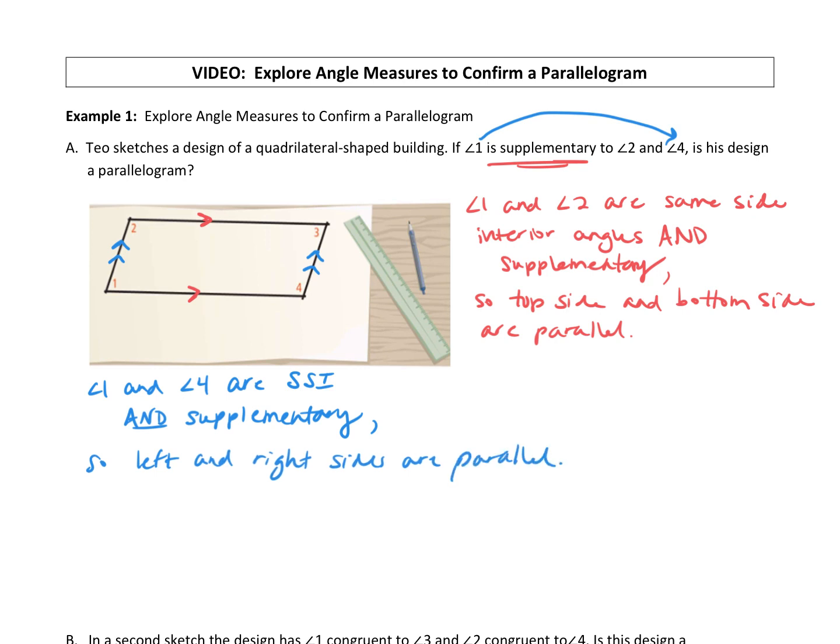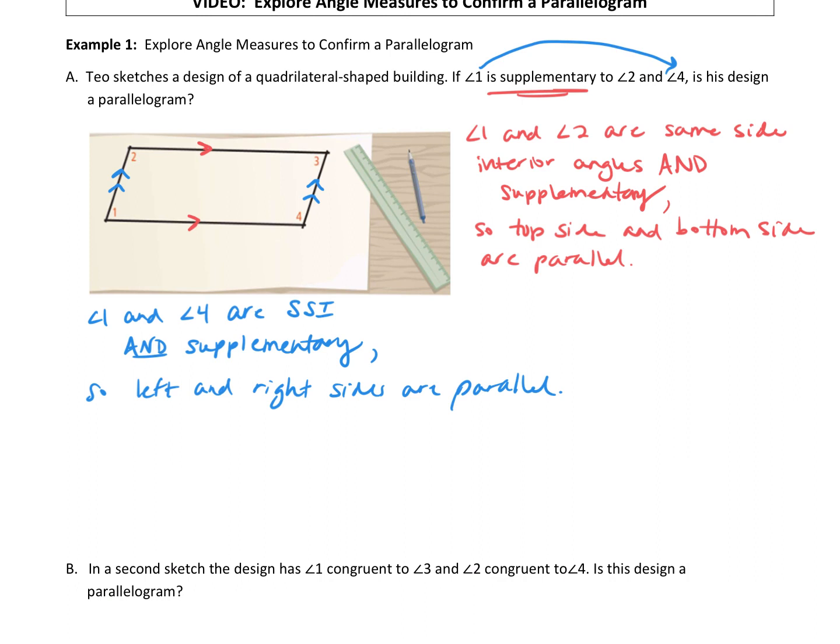So do we have a parallelogram? Well, we just showed that opposite sides are parallel. We've got one pair of opposite sides parallel and we have another pair of opposite sides parallel. That gives us a parallelogram. So let's just conclude opposite sides are parallel. We just showed that to be true. So this is a parallelogram. Pretend that's what I just wrote.